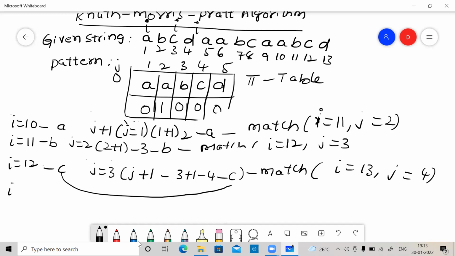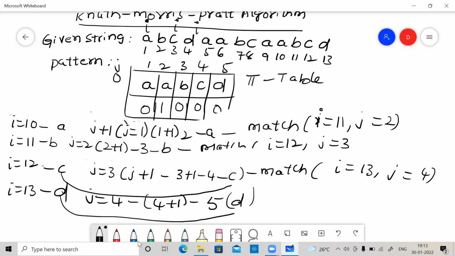Now at I is equal to 13, what is the value you are having? D. At J is equal to 4, you have to take J plus 1. J plus 1 is 4 plus 1, which is 5. At index 5, what is the value you are having? Sorry, you are having D. So both are same. It's not a mismatch, it's a match.